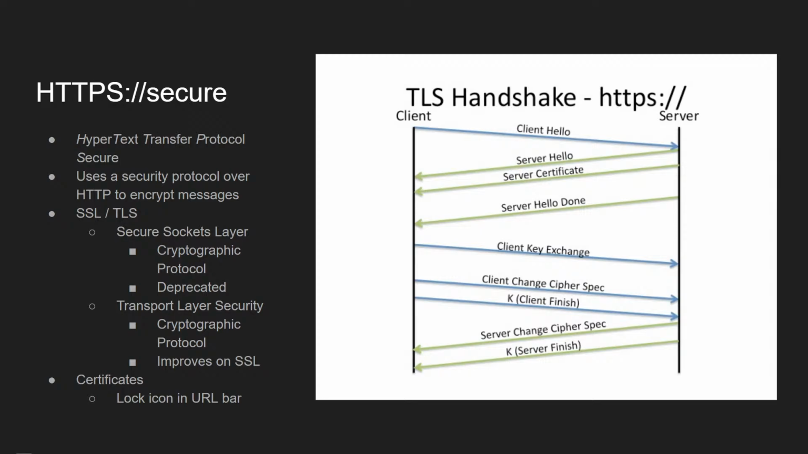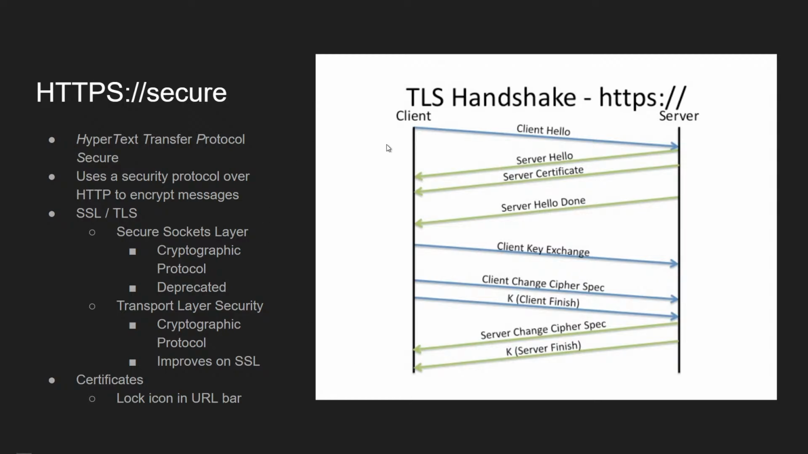It's just encrypting. Okay. So you might have heard of SSL and TLS. SSL stands for Secure Sockets Layer. It's a cryptographic protocol and it is now deprecated. TLS stands for Transport Layer Security. Again, it's a cryptographic protocol and it's the successor to SSL. Okay. And it just uses certificates. So look for the lock icon in your URL bar. If there is a lock, it's because the browser knows that it's using TLS to do the communication.